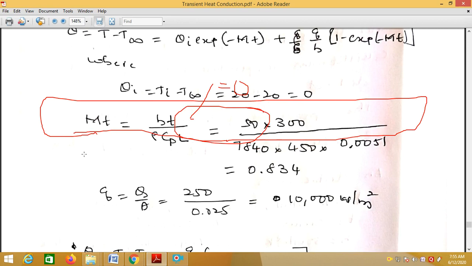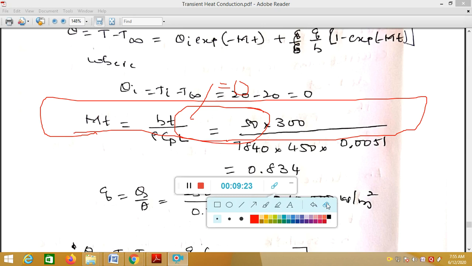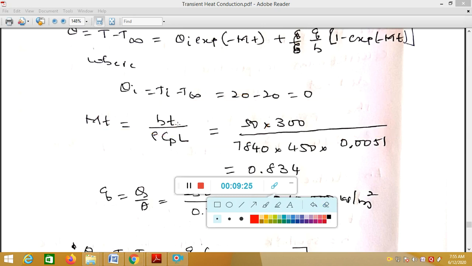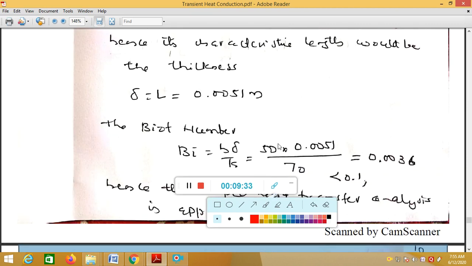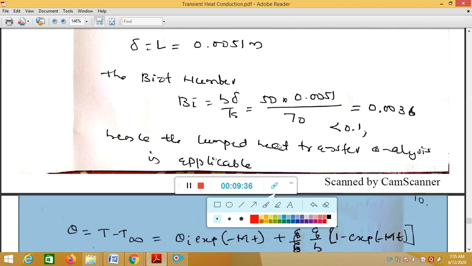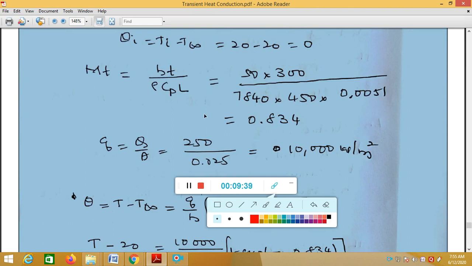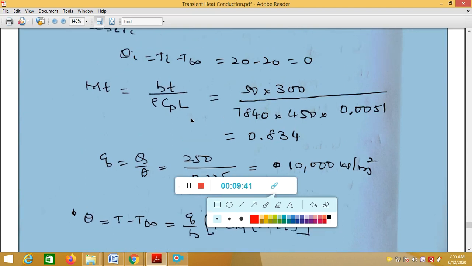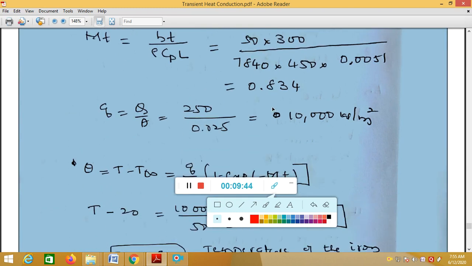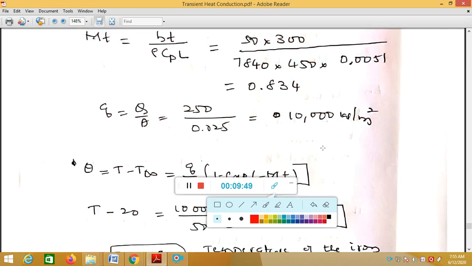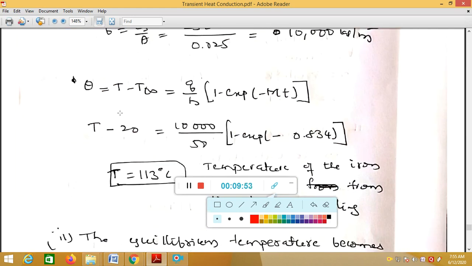Then what is mt? You know that m is h by rho Cp L, into t. So you can find out mt. Then Q equals Q by A, 250 divided by 0.025, 10,000 watt per meter square. Then substituting these values, theta equals T minus T infinity equals Q by h into 1 minus exponential of minus mt.